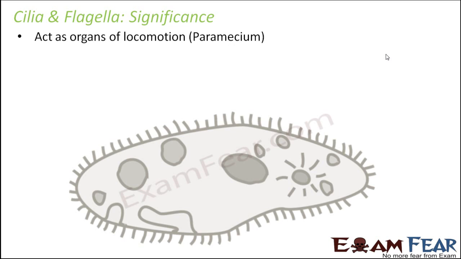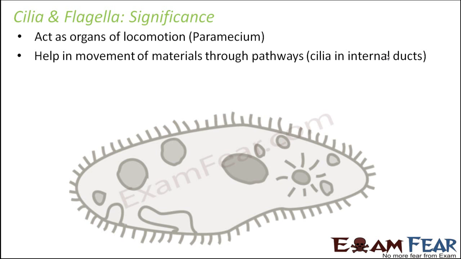They act as organs of locomotion. For example, in paramecium, cilia act as locomotory organs. They also help in movement of materials through pathways. The cell does not move itself, but it allows other materials to move through certain paths. For example, the respiratory tract. In human beings, what kind of cells are present there? Ciliated columnar epithelium. The ciliated columnar epithelial cells do not move themselves, but they allow the movement of the mucus through that respiratory tract.